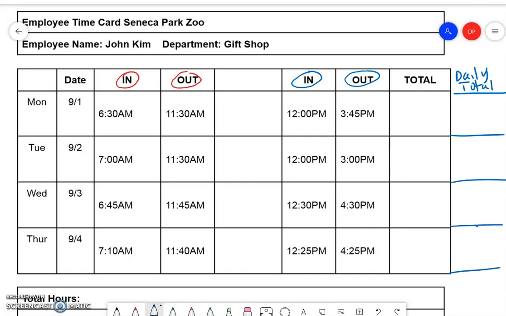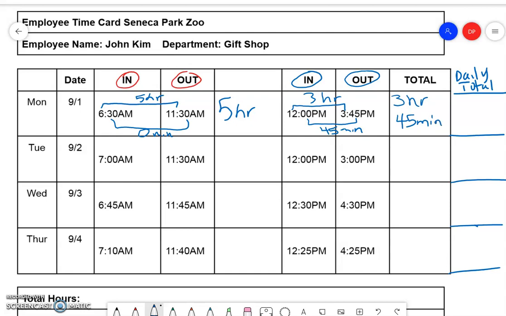So to start, on Monday, we go from 6 to 11, and that's going to be 5 hours. You love to see your minutes match up, because that's really just 0 minutes. So in the morning, it was a 5-hour shift, or a 5-hour first part of the shift. Then he comes back after lunch from 12 to 3. That's 3 hours. From 0 to 45, that's 45 minutes. So the afternoon was 3 hours, 45 minutes. So my daily total is 8 hours and 45 minutes.